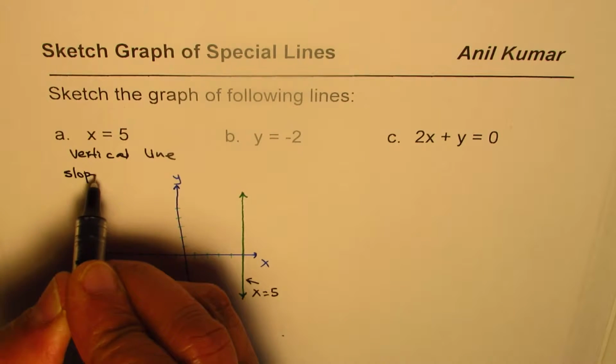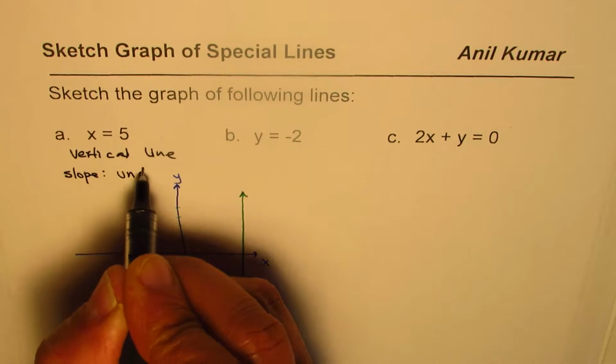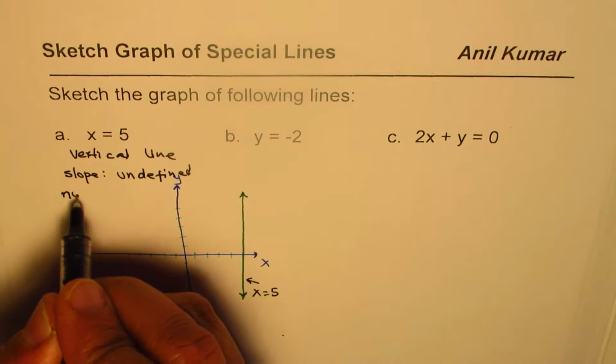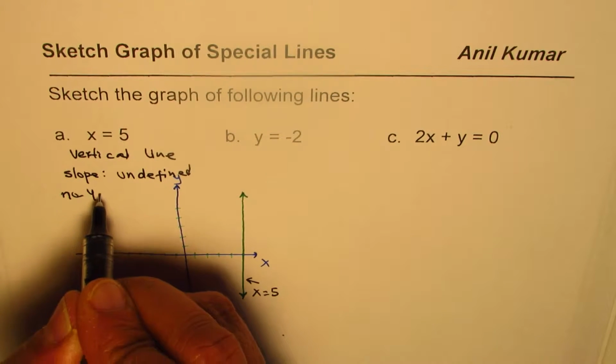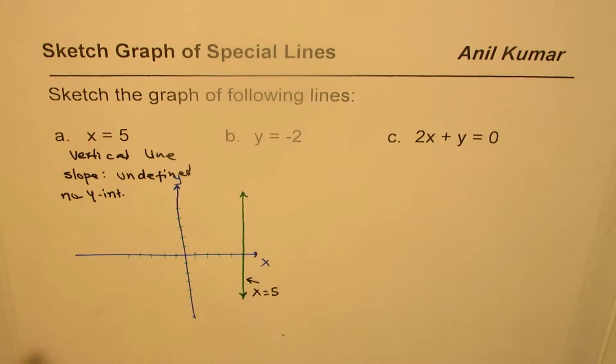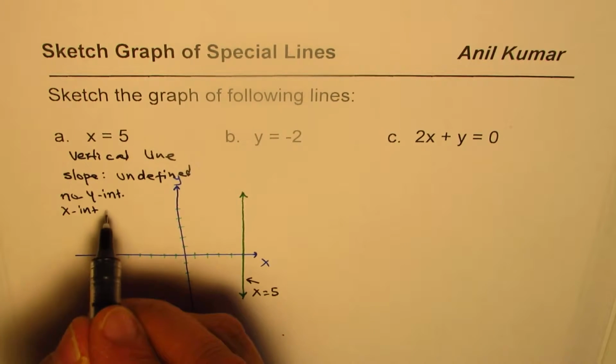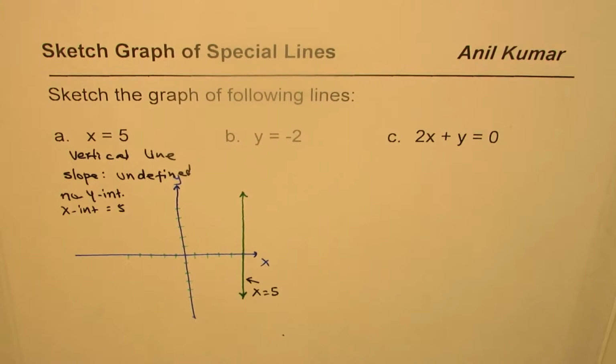Slope is undefined. There is no y-intercept, and x-intercept is 5, right? X-intercept is 5.